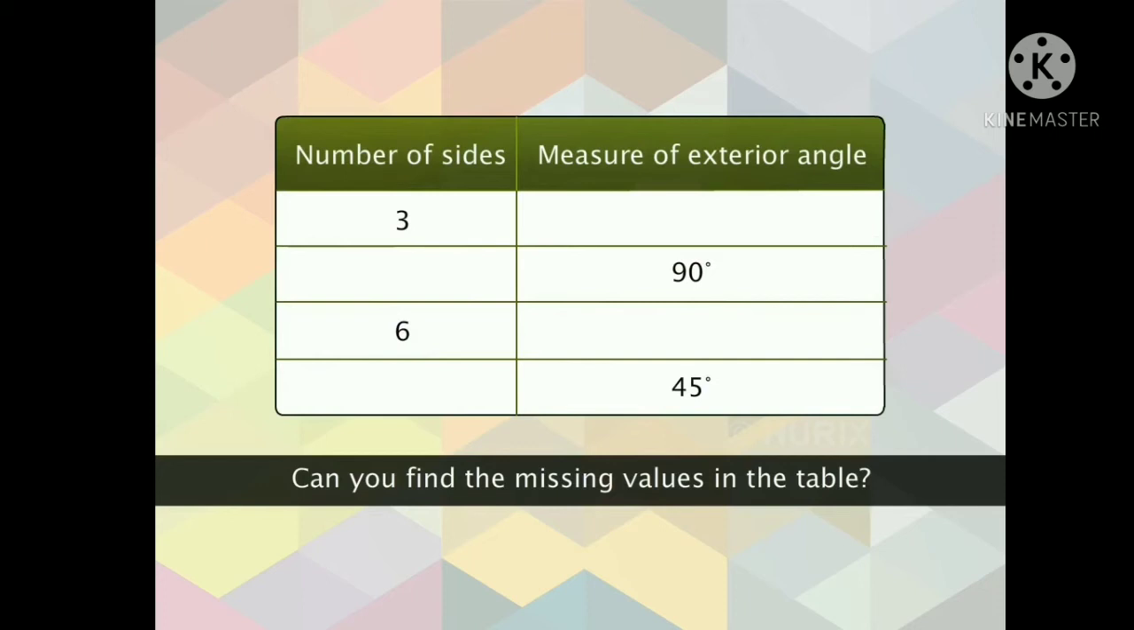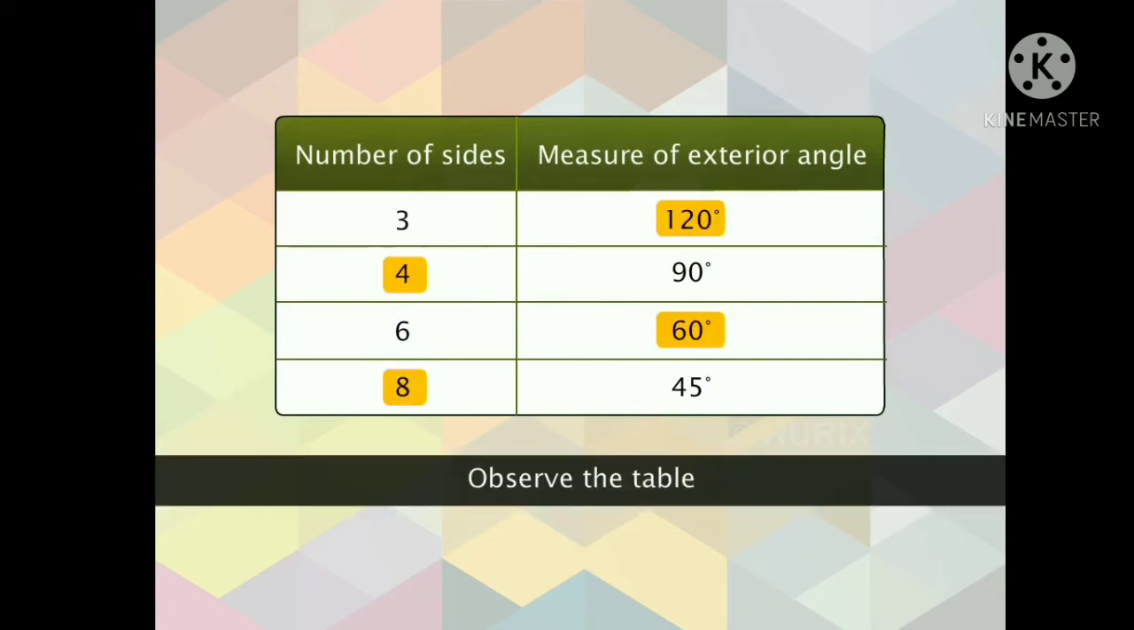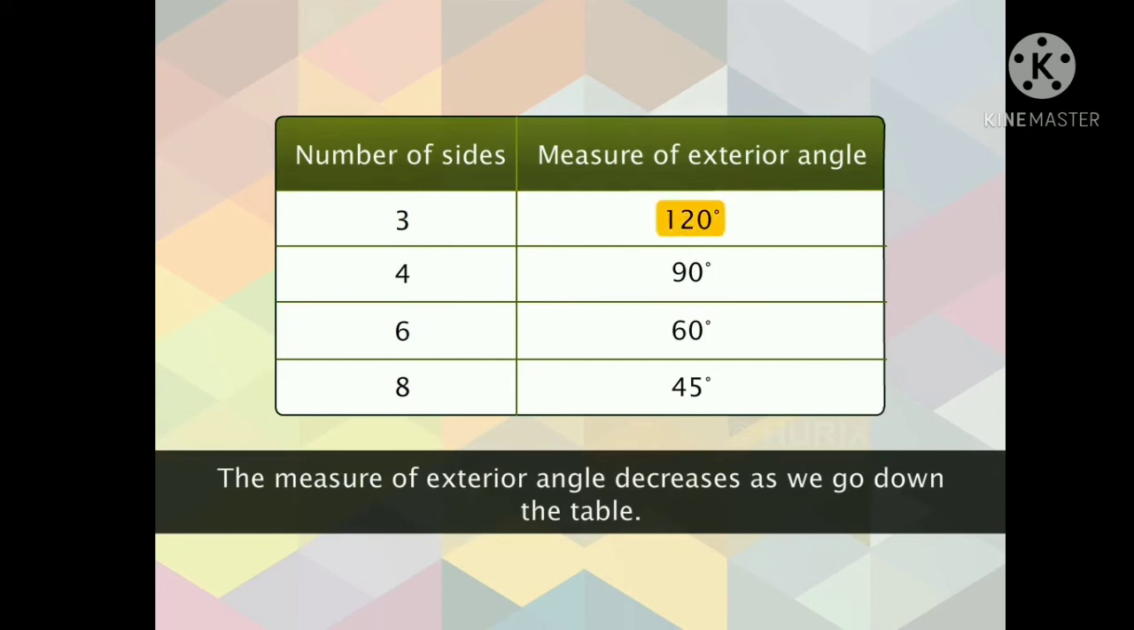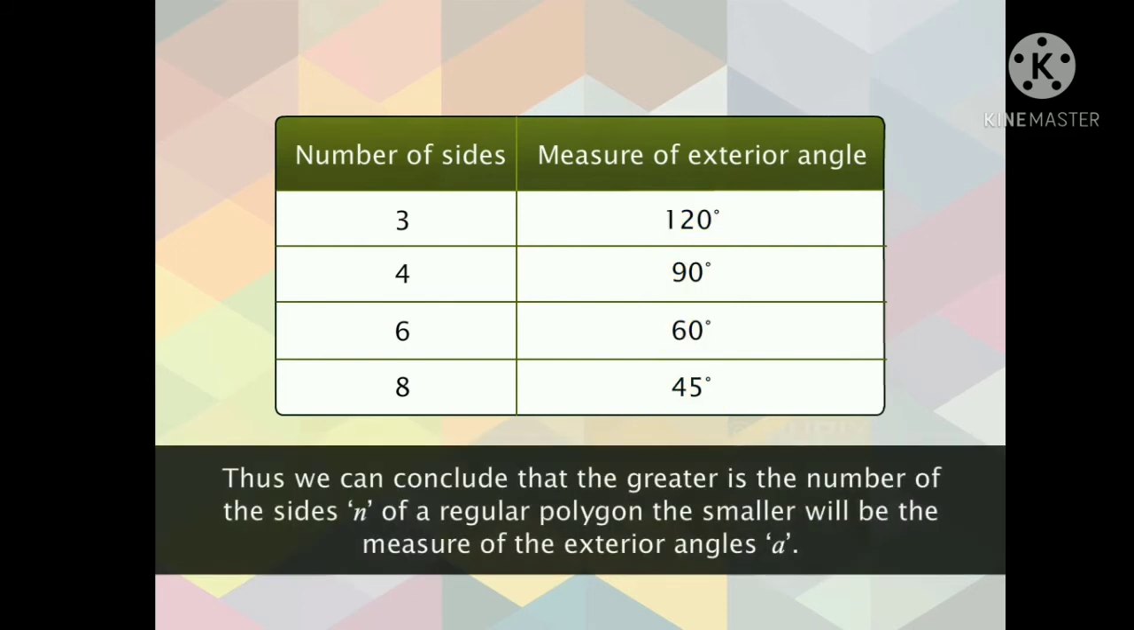Find the missing values in the table. Do you see any relation between the number of sides and exterior angles? The number of sides goes on increasing as we go down the table. The measure of the exterior angle decreases as we go down the table. Thus, we can conclude that the greater the number of sides n of a regular polygon, the smaller will be the measure of the exterior angles A.